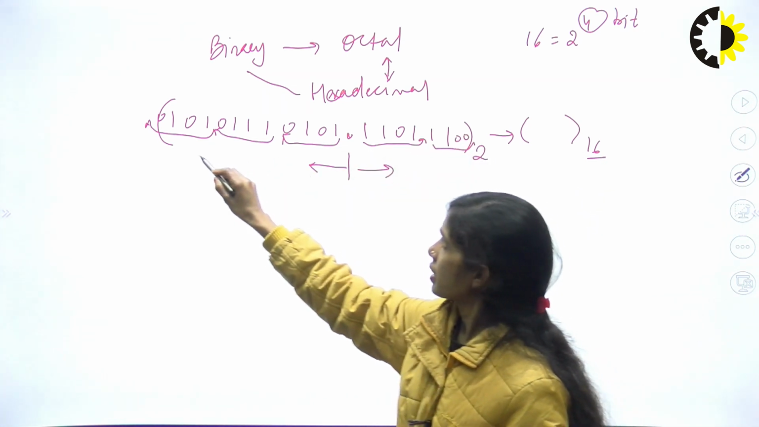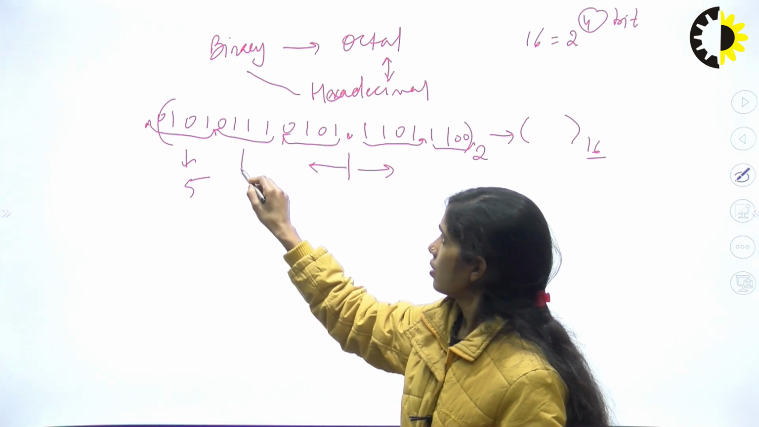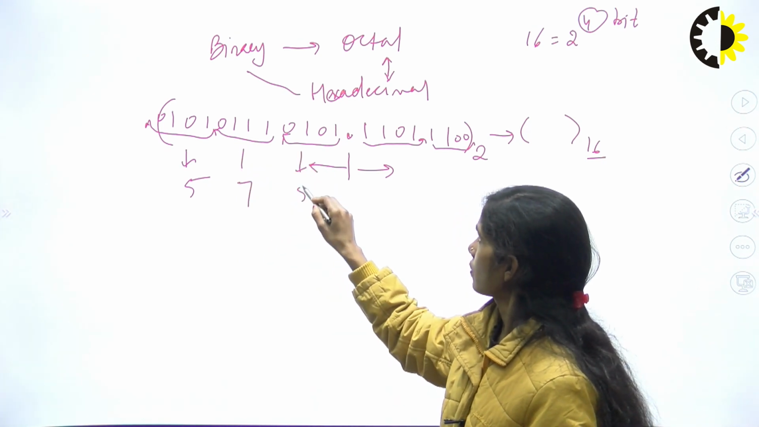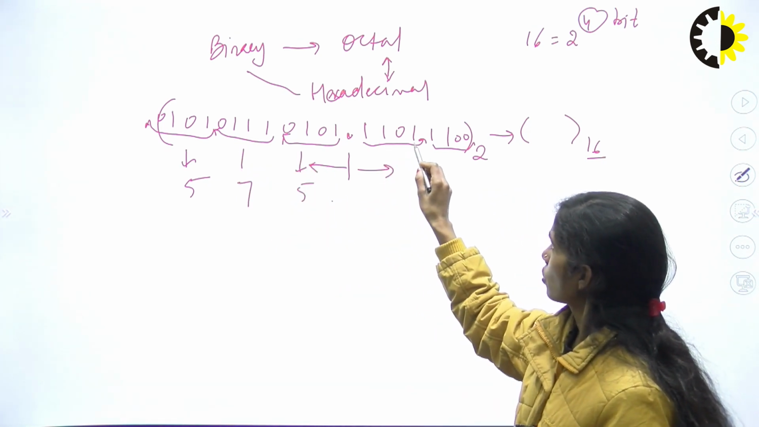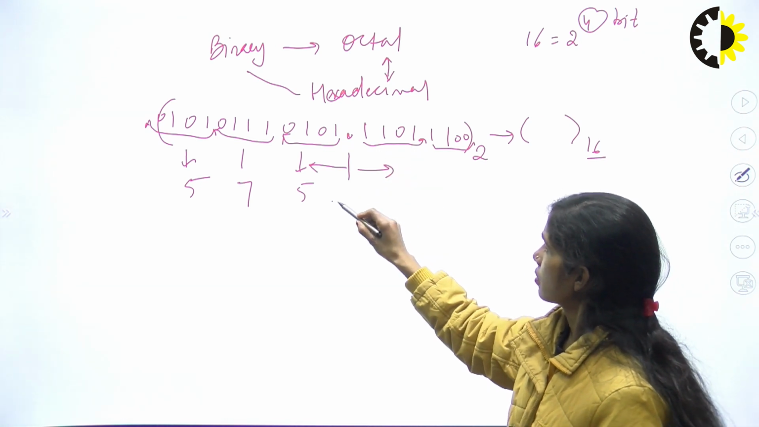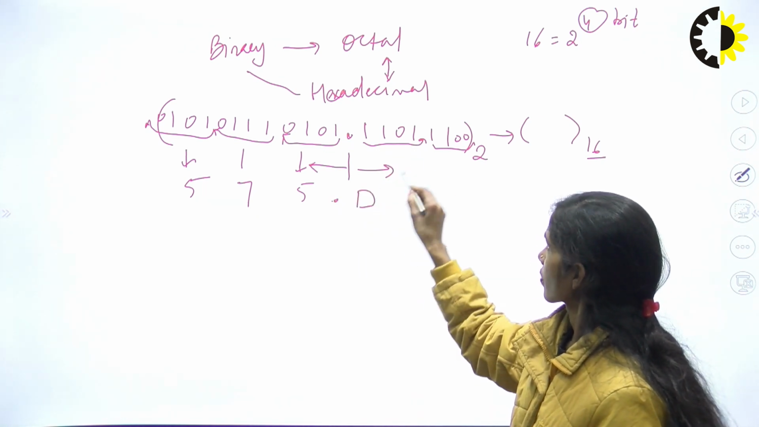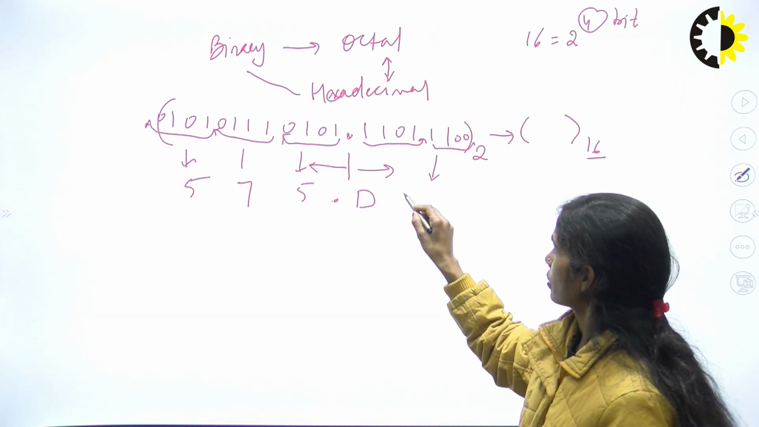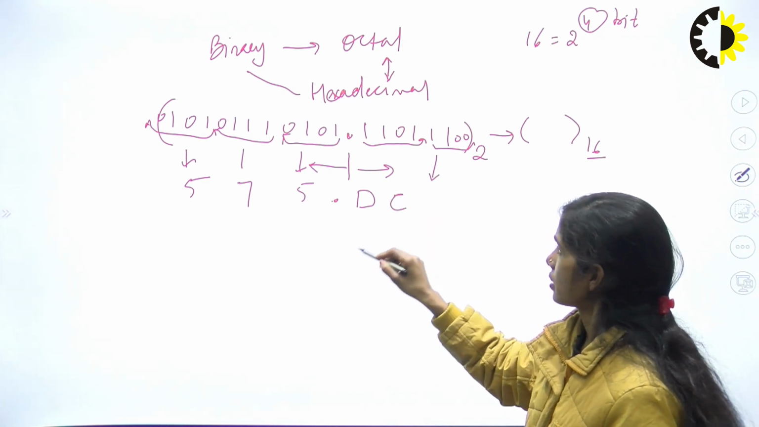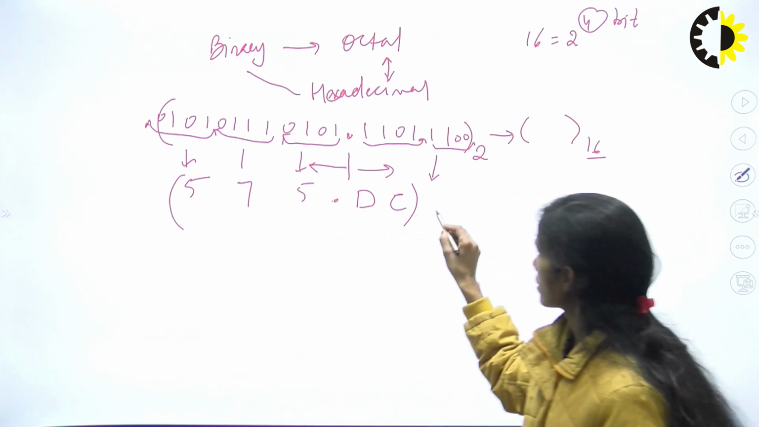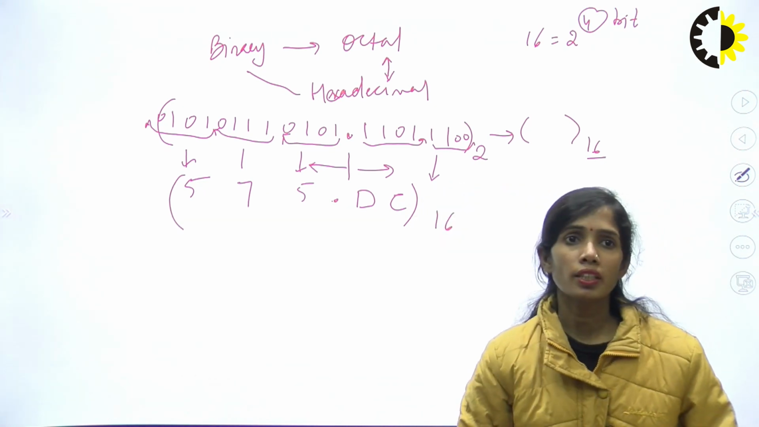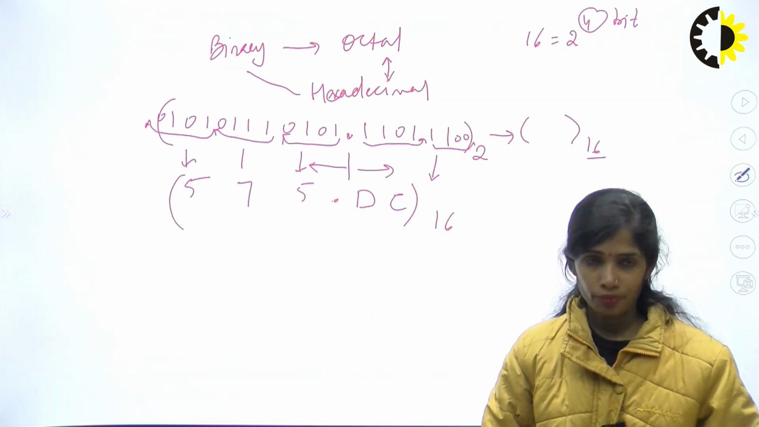So this group is 5, this is 7, this is 5, this is 1 1 0 1, that means it is 13. 13 is represented by D. This is 1 1 0 0, that is 12. 12 is represented by C. So this will give you the hexadecimal number. In this way interconversion is possible.